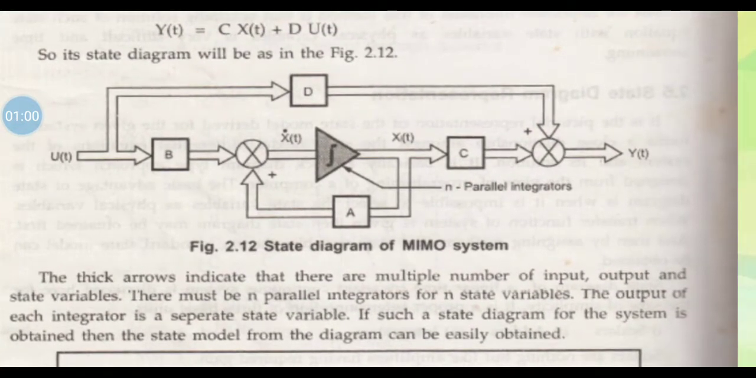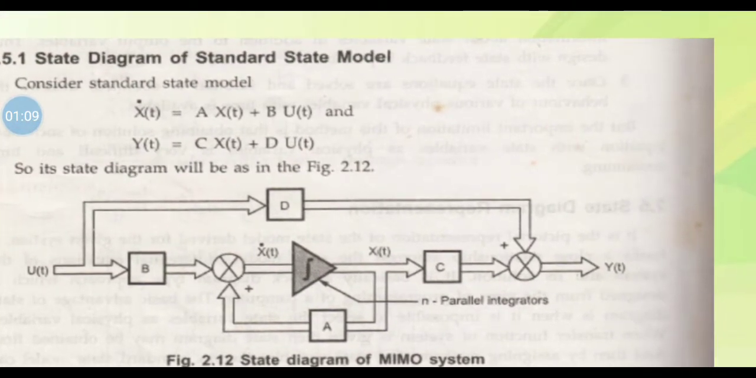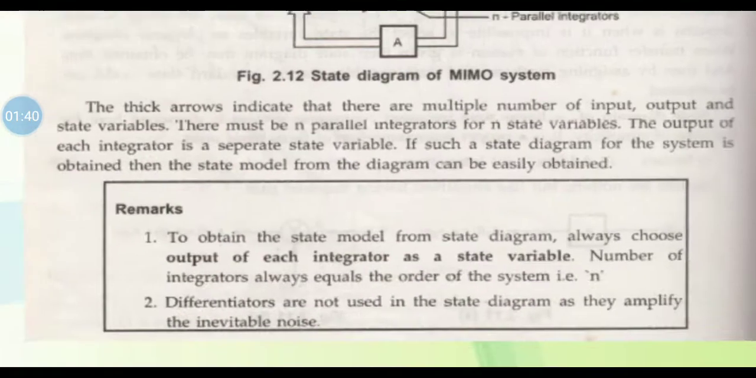Whatever the thick arrows are, they indicate that there are multiple inputs, outputs and state variables. Thick arrows represent multiple inputs, outputs and state variables. Then there must be n parallel integrators for n state variables. If there are n state variables, there should be n parallel integrators. The output of each integrator is a separate state variable. When such a state diagram for the system is obtained, the state model can easily be obtained from the diagram.